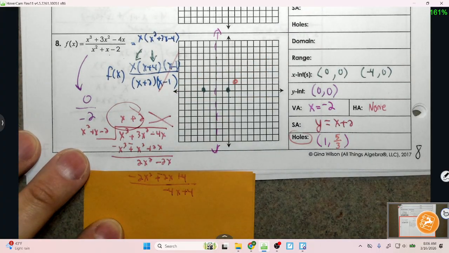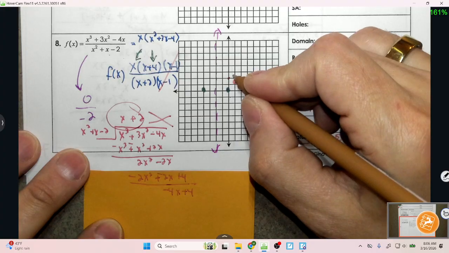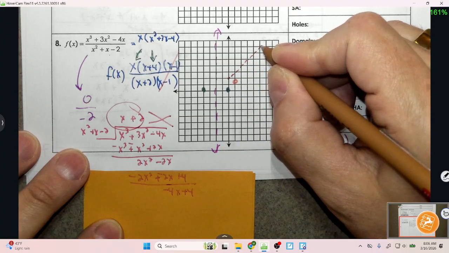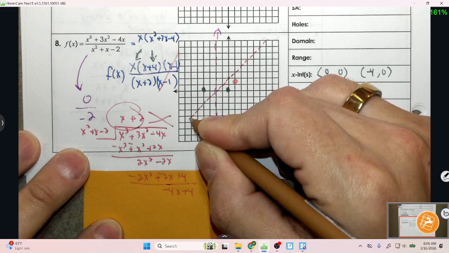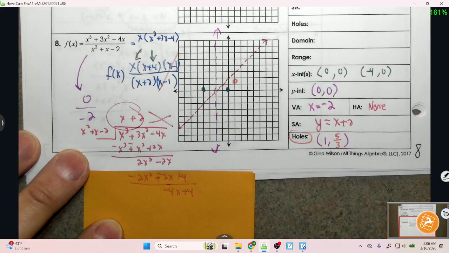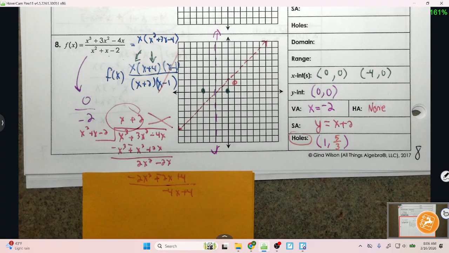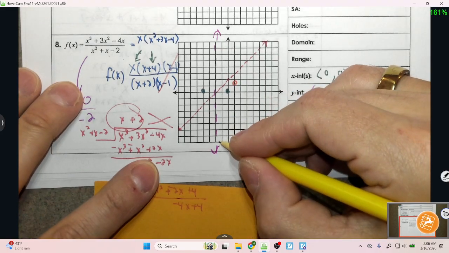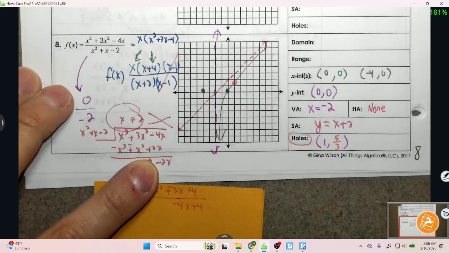So I'm going to go up 2 and make a dot, and I'm going to make a dotted line with a slope of 1. That is my slant asymptote. Now, it's kind of hard to see what exactly this thing's doing, but basically you just need to go where your dots are and hug your asymptote. You start close, go through your points, and then get close again. That's the general shape. It's not perfect.